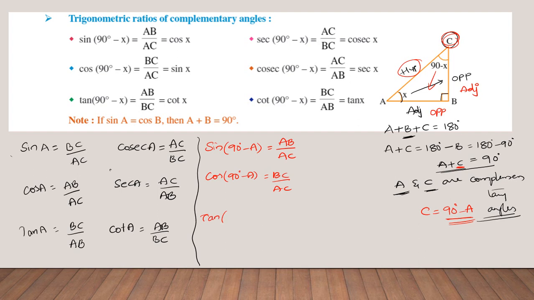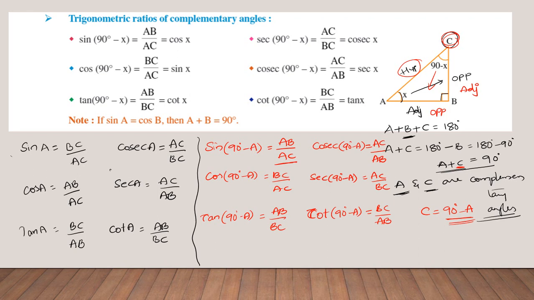Next, tan of 90 degrees minus A is equal to AB by BC. Next, the same way, cosecant of 90 minus A. Cosecant of 90 minus A is nothing but the reciprocal of sin, so I can write AC by AB. Next, secant of 90 minus A is equal to AC by BC. The same way, tan's reciprocal is cot, so cot of 90 minus A is equal to BC by AB.